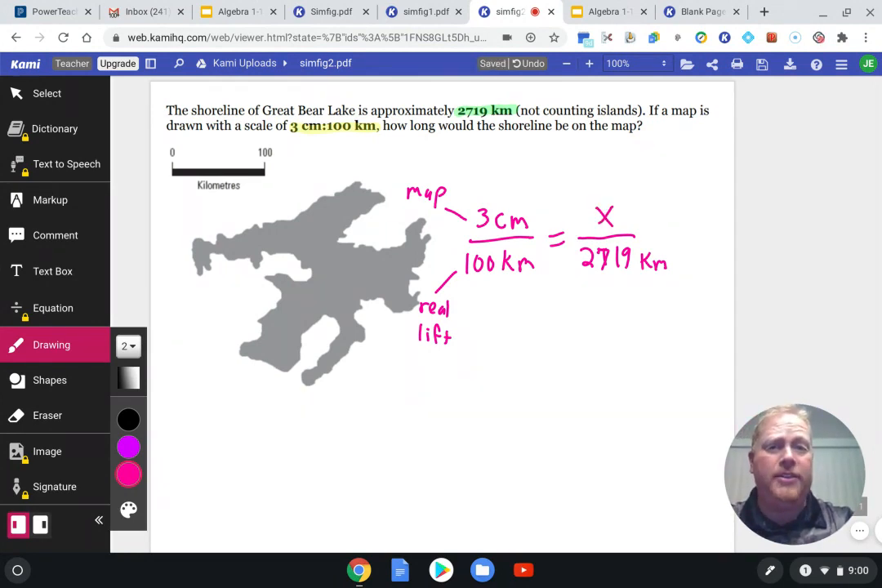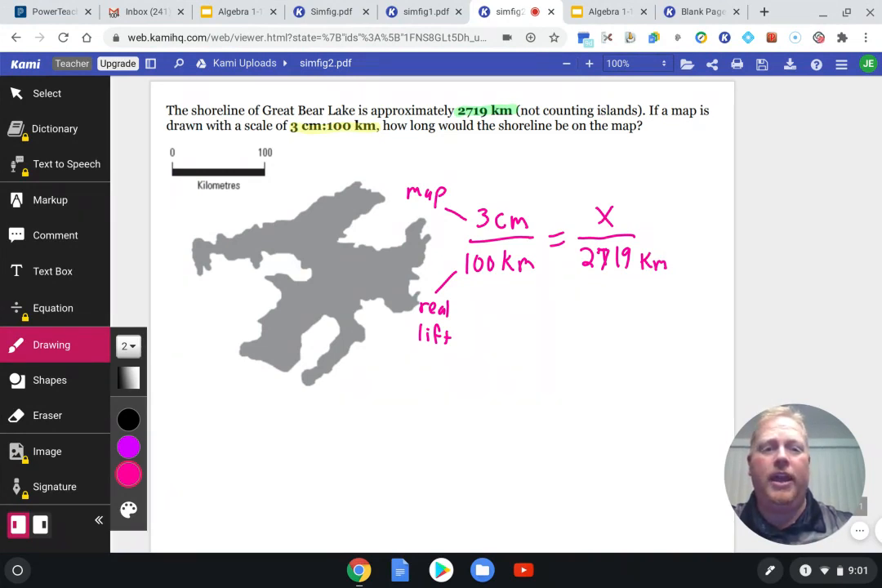Now notice something else that I did. I went ahead and left the labels on there. 3 centimeters, 100 kilometers, okay, 2,719 kilometers. That's another way that you know that you're setting it up right. Here I had centimeters on top, kilometers on bottom. My unknown on top, kilometers on bottom. Because I have the same unit on bottom, that's a good heads up that I set up the proportion correctly.